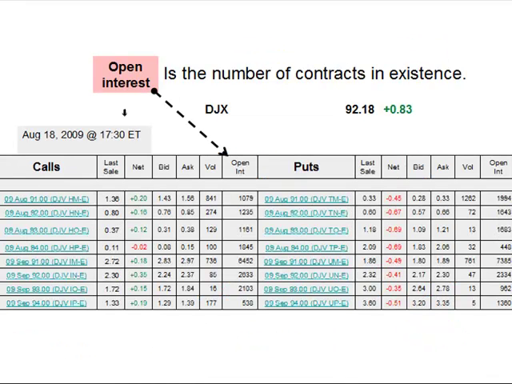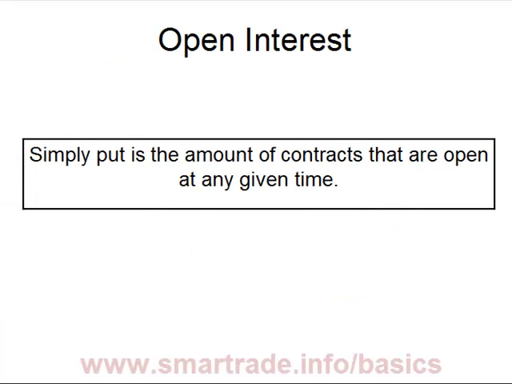Here I have pointed out where you will see the open interest figures in the options chain. This number is updated on a daily basis. Okay. Simply put, open interest is the amount of contracts that are open at any given time.